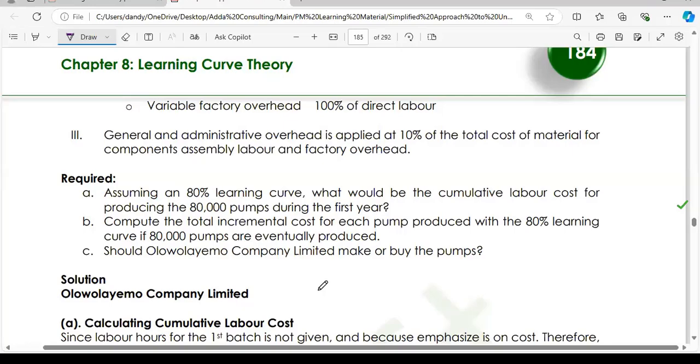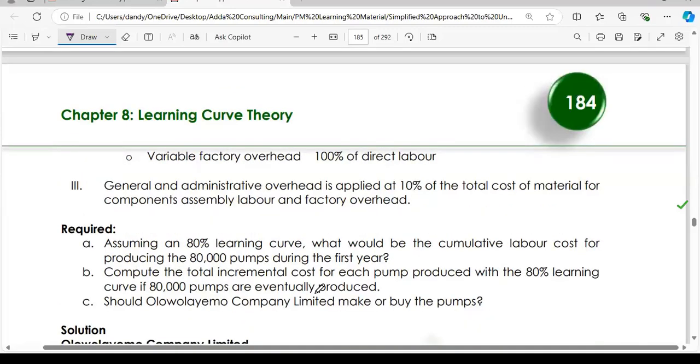Thank you, Jesse. Yes, that is the question. When you look at the requirements, you will notice that this is a learning curve problem involving a make or buy decision. So in requirement A, you have to assume an 80% learning curve. Jesse, you can mute. What will be the cumulative labor cost for producing the 80,000 pumps during the first year?